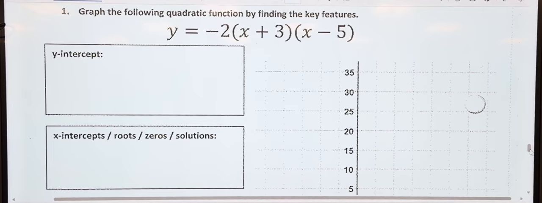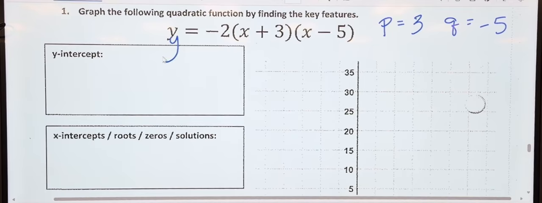Based off what we see right now, tell me what our solutions are for this particular function. What is my P and my Q? What are my two solutions? I heard +3 and -5. Raise your hand if you agree. Raise your hand if you disagree. Okay, what is it? You're supposed to take the opposite, right?